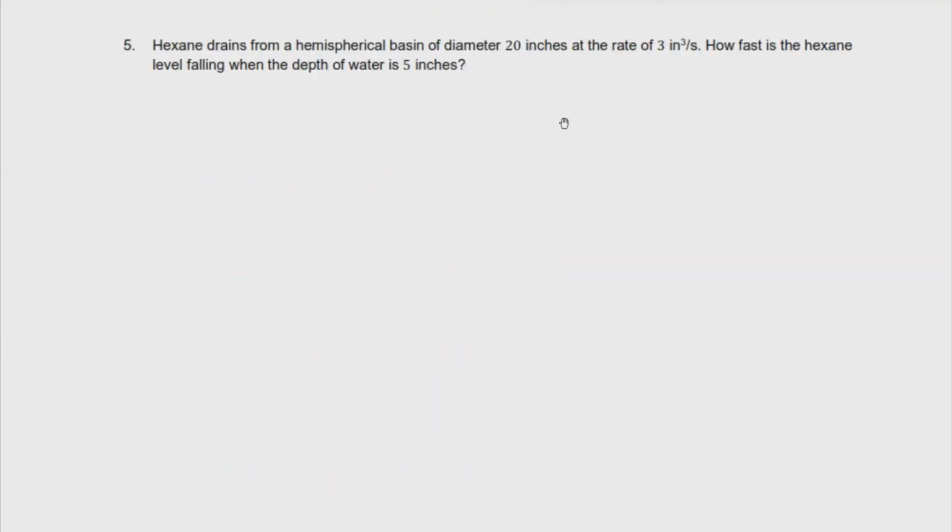It's fairly easy when you're given the general equation. Now in this problem, let's try solving a hemispherical basin that is filled with hexane and drains somewhere at the bottom of this basin. And the question is, how fast is the hexane level falling when the depth of water is 5 inches? So basically, we're looking for the change in the height or the level of this hexane.